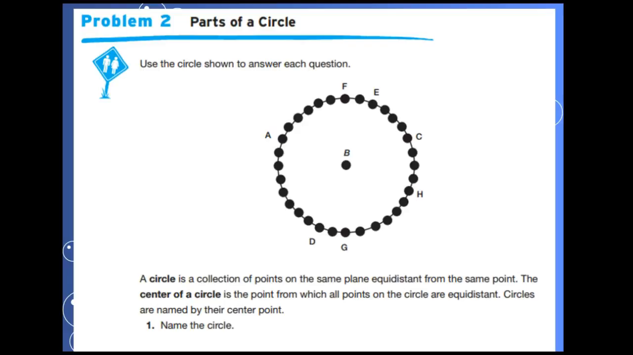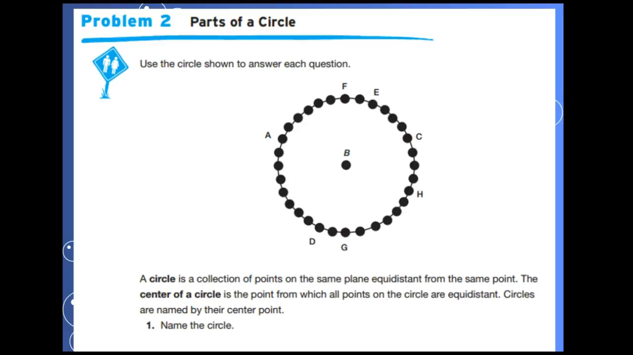Now let's take a look at your book. On problem 2, it says to use the circle shown to answer each question. A circle is a collection of points on the same plane equidistant from the same point. The center of a circle is the point from which all points on the circle are equidistant. Circles are named by their center point.